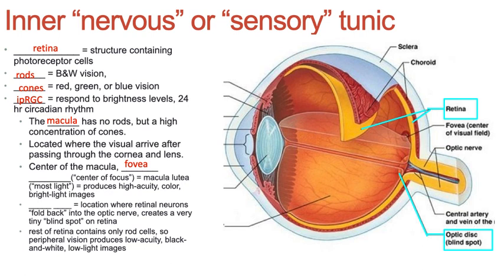All right, but it has a high concentration of cones, and it's located where the visual image will arrive after passing through the cornea and lens. So the center of the macula is called the fovea, fovea centralis, and this is located here in the back. And this is going to produce high acuity color bright light images.